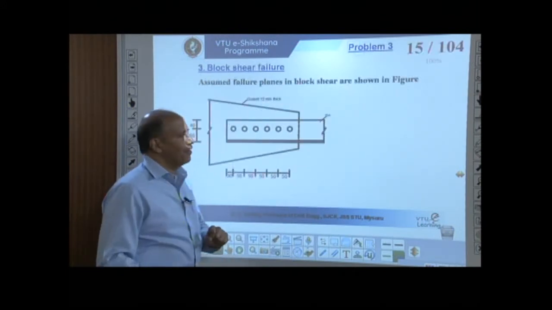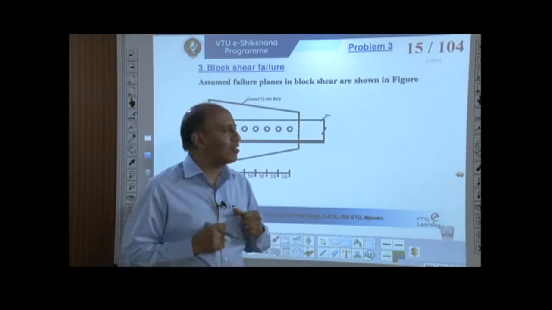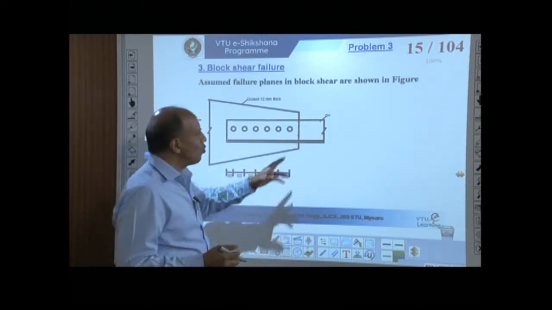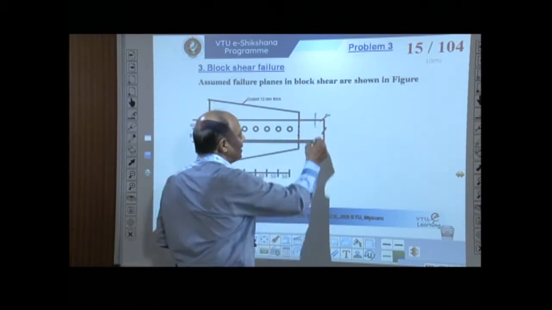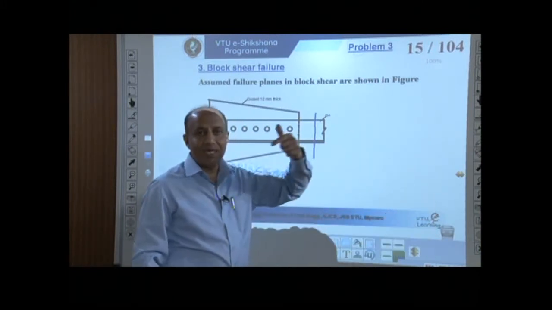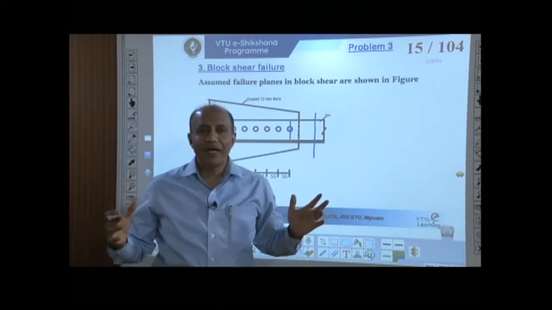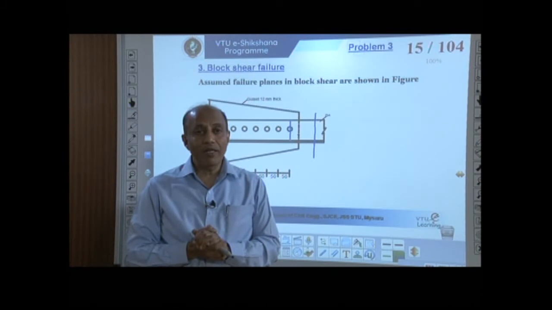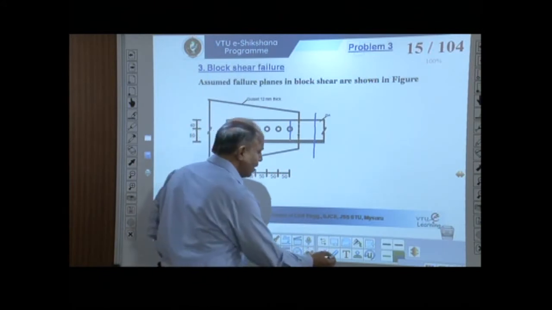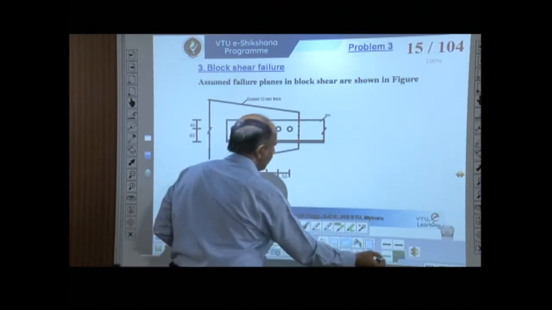Now, we will go to the third criteria, which is the block shear failure. That means the connection itself is going to fail. The first failure was yielding of gross section, where we assume it may fail somewhere well beyond the connection. The second one is net rupture, that means at some critical section it may give way. Now, the third kind of failure is that the connection itself can fail. This is what we call the block shear failure. Let us understand how we compute it.